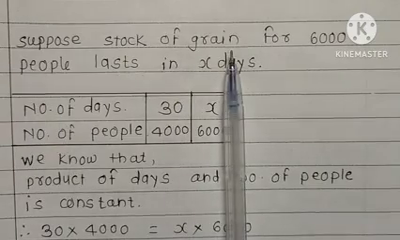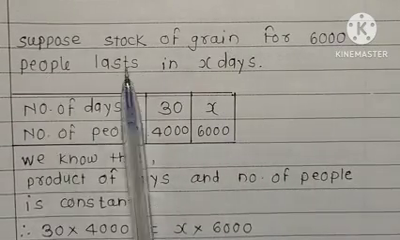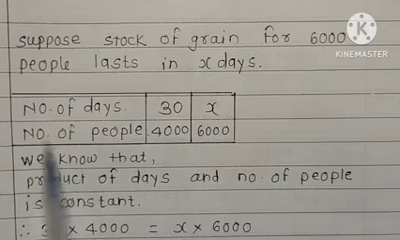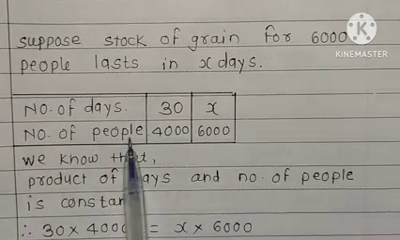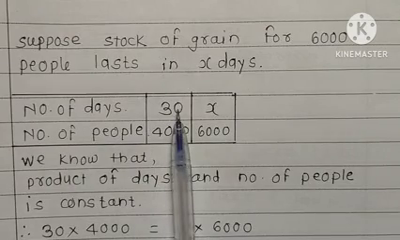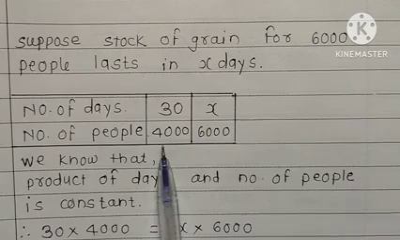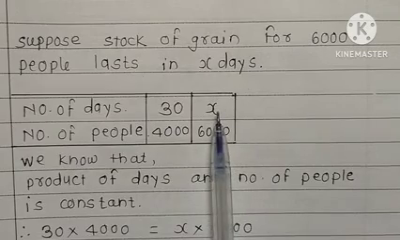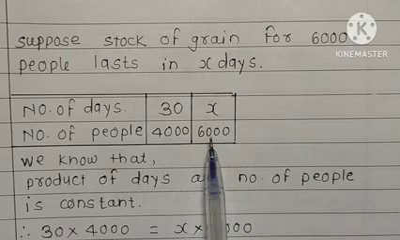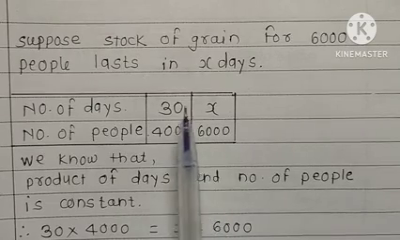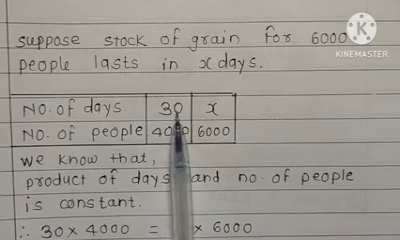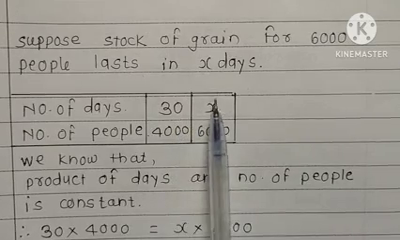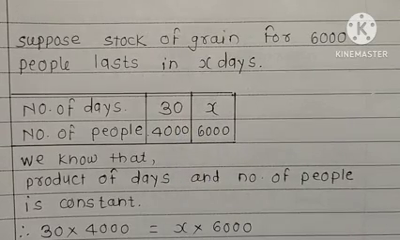Suppose the stock of grain for 6,000 people lasts x days. Okay. Now prepare a table. Number of days, number of people. Number of days 30 and number of people 4,000. Then how many days? That means number of days x, number of people 6,000. You know the product of number of days and number of people is constant. That means this product is equal to this product.